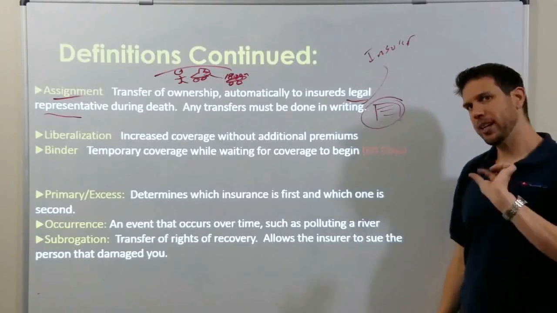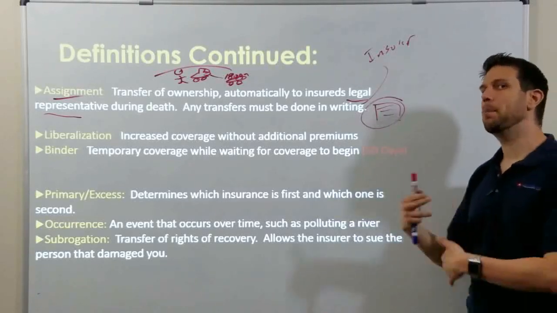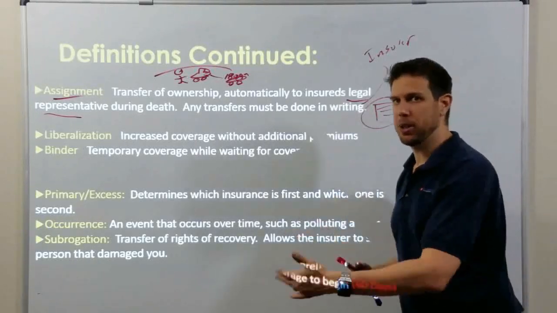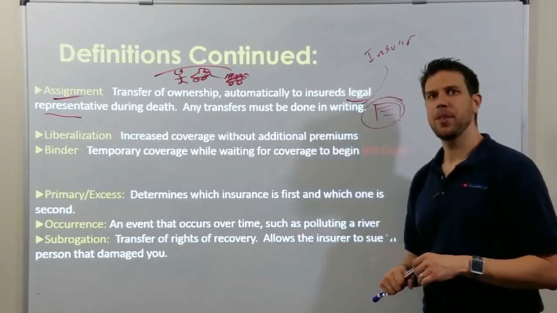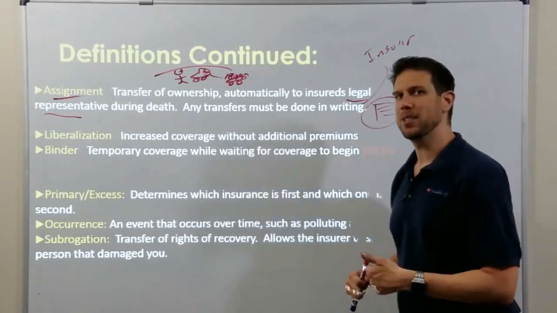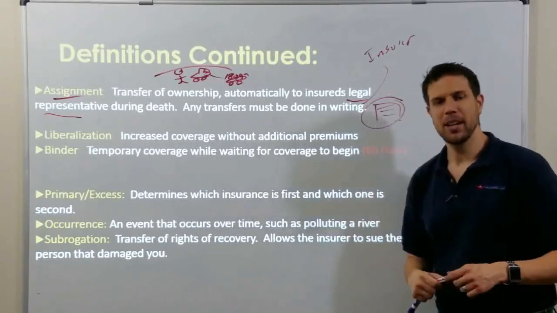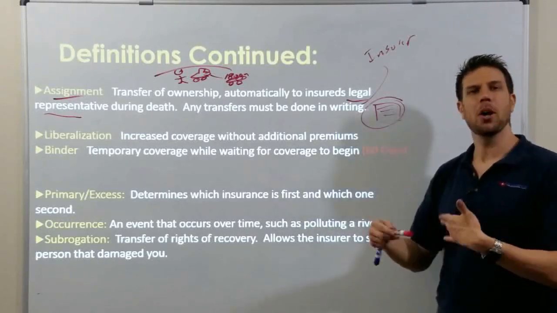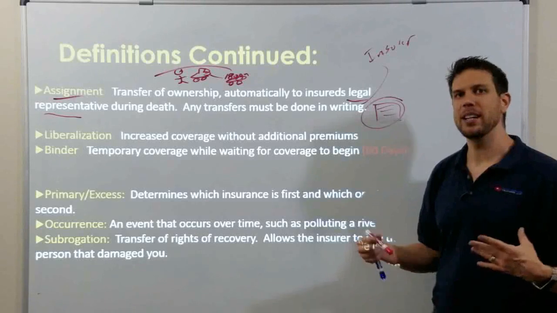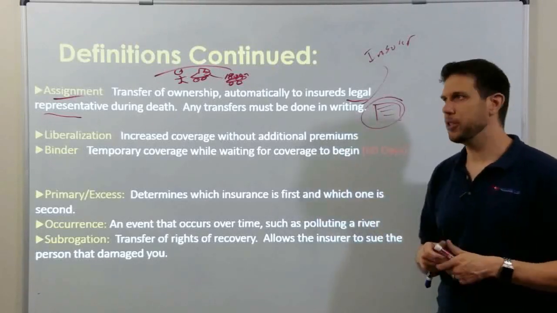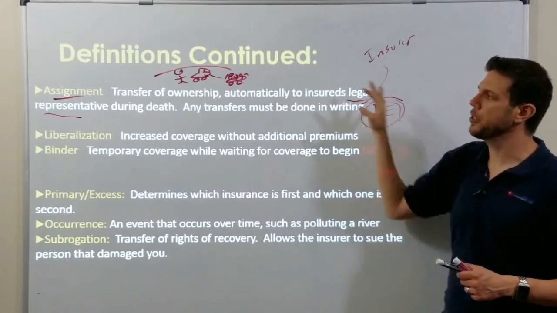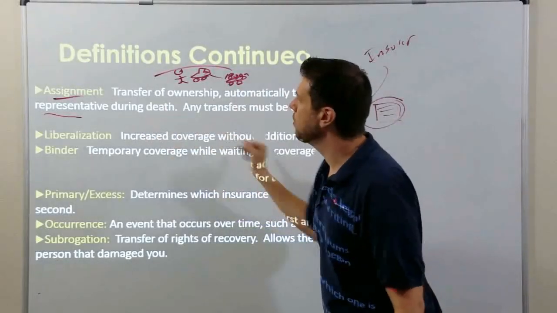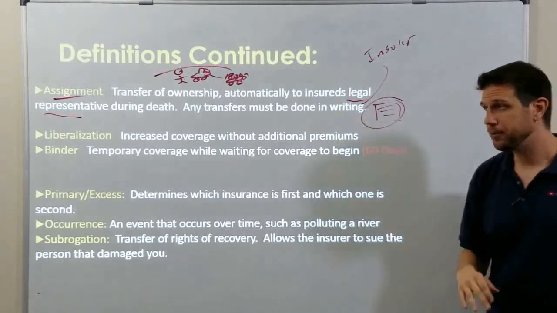Your test has a tricky question. They'll say, which of the following best describes assignment during death? Automatically transfers to legal representative. Automatically transfers to legal representative after court appointment. And it doesn't have to wait until court appointment. It automatically transfers to your legal representative. So whoever automatically takes over your stuff is the person who will own your insurance policy. So all assignments automatically transfer to your legal representative in the event of death.